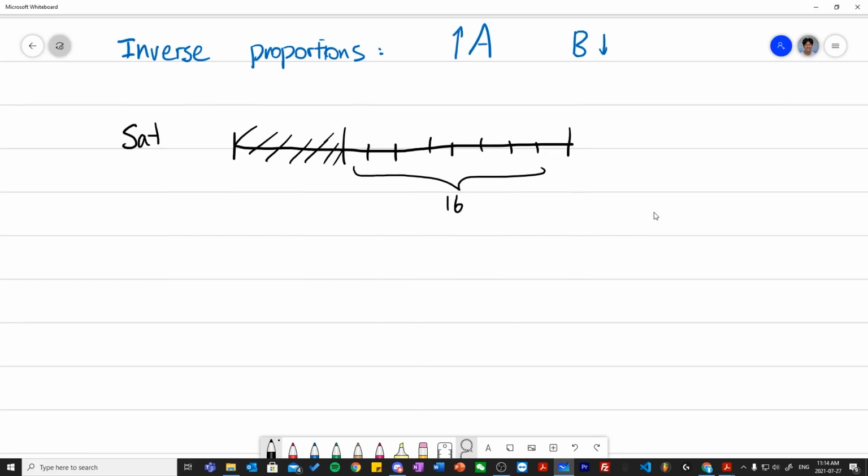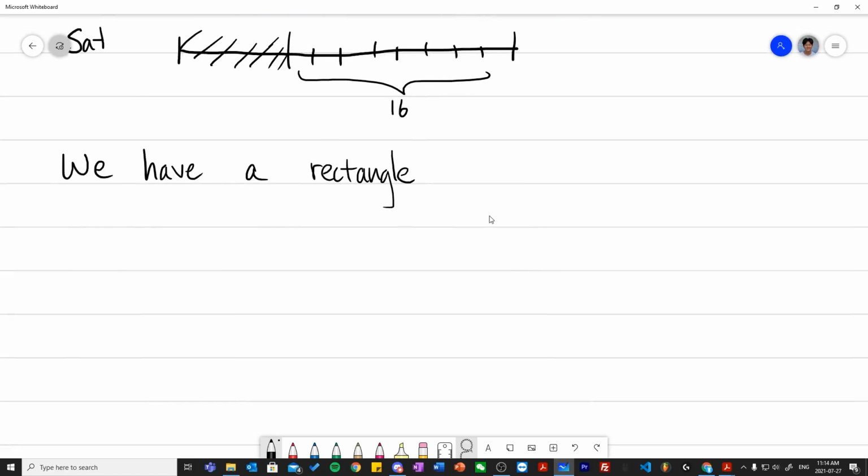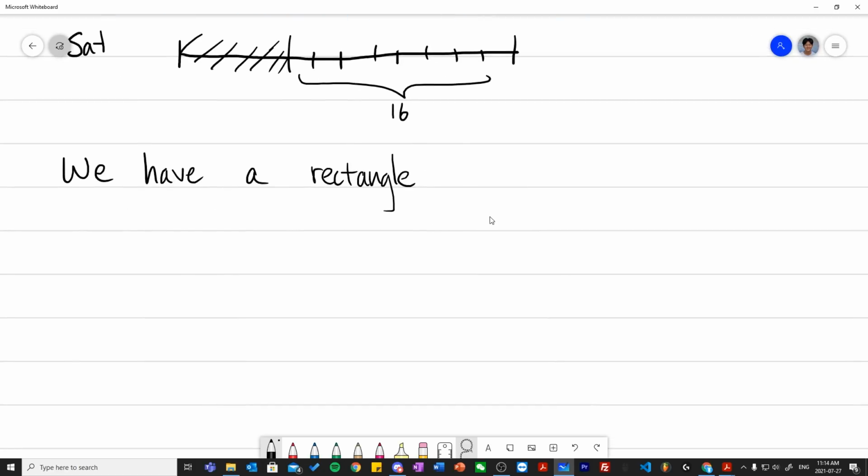Another example is a very prime example. Let's say we have a rectangle. You guys know the formula for rectangles is length times width equals the area. Let's say we have a constant area. So length times width, let's say it equals 40. 40 is the area.